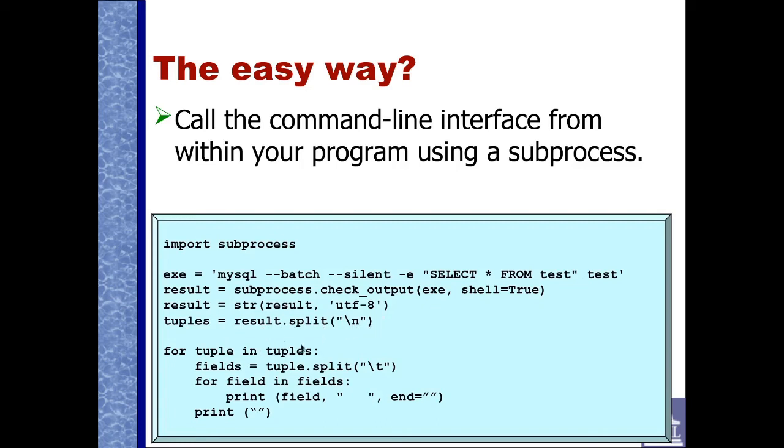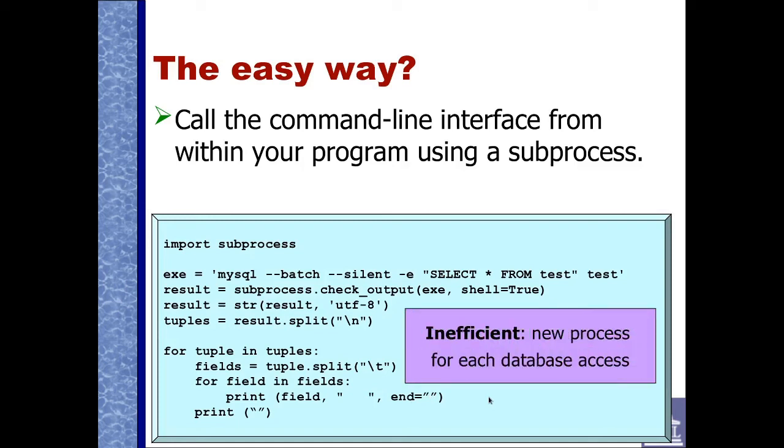And then we can go through each of those tuples that's been returned, and we can split it up into fields, splitting up on a tab. And then we can print the data, or obviously do whatever other processing we need to do with those data. However, the problem with this is that it is very inefficient. We create a new process for each access to the database. So if all we're doing is populating a database and perhaps only calling it once or twice, then this is a perfectly good thing to do. But if we're doing complex data processing, then it really is not a good idea.